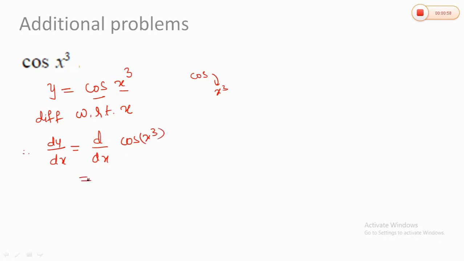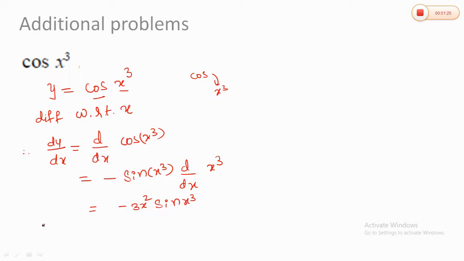This equals the derivative of cos, which is minus sine, write the remaining term, then d by dx of x cube. This equals minus sine x cube, and the derivative of x cube is 3x square.